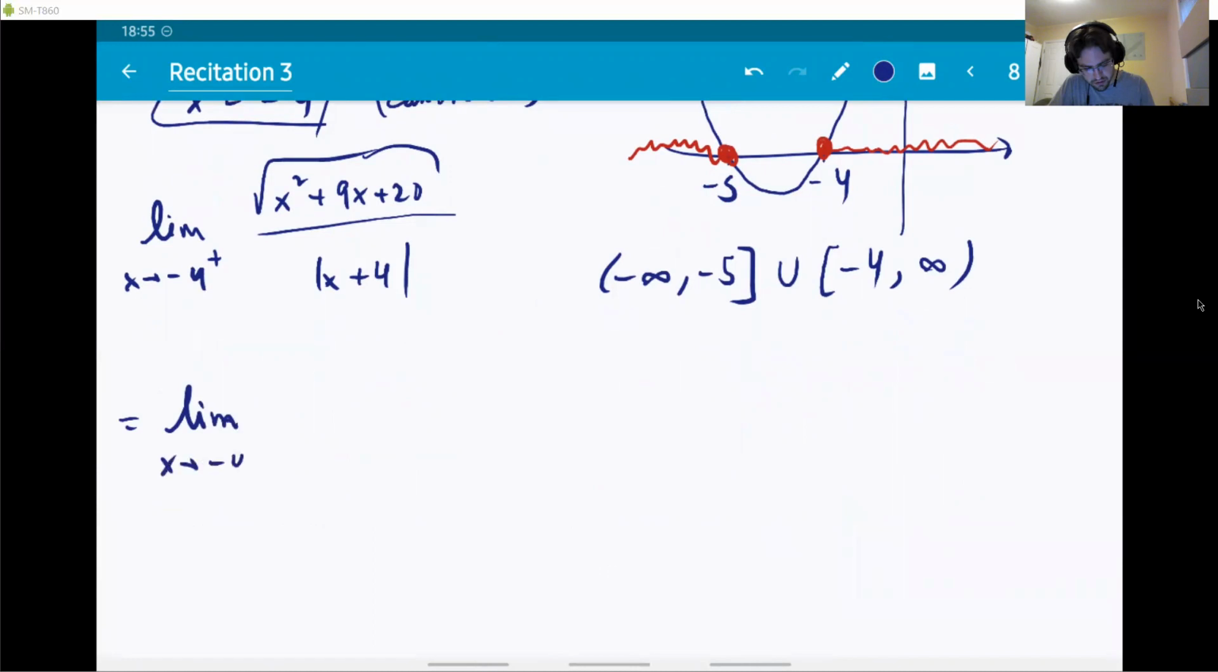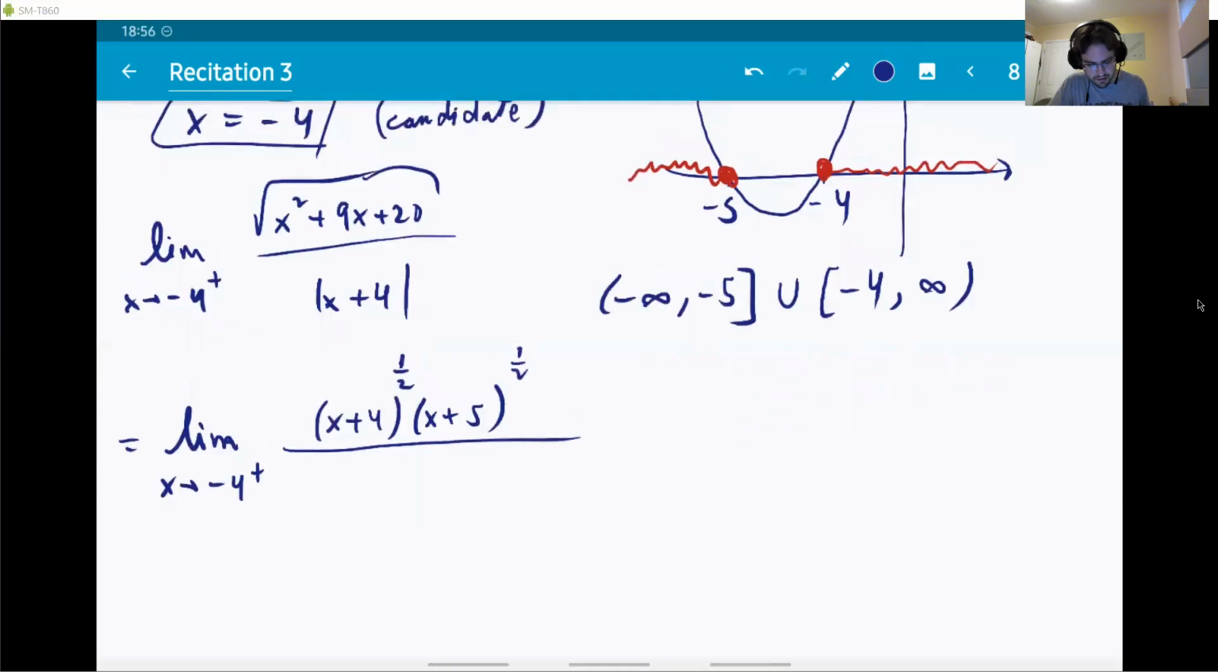If you're coming towards -4 from the right, the square root in the top, we already know how to factor that. Remember, it was x plus 4 times x plus 5. And we're taking the square root of the whole thing. So we're taking those numbers raised to 1/2. And then divided by the absolute value of x plus 4.